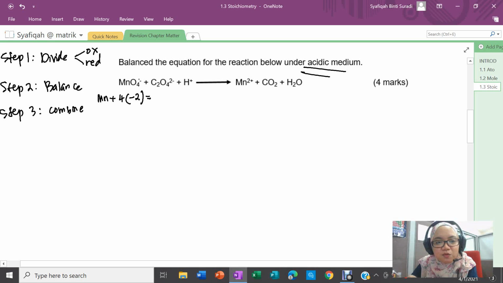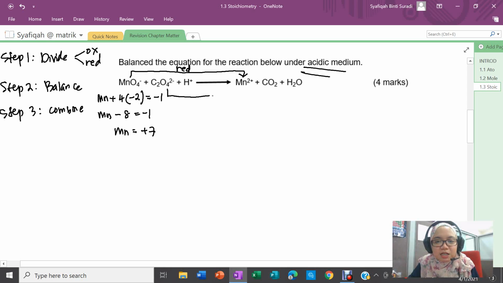So, negative 1 is the overall charge. Here Mn plus 8 negative equals negative 1, so you will get the oxidation number for manganese is positive 7. This one is positive 2. So from positive 7 to positive 2, this means this is the reduction. Right? So indirectly, this is the oxidation. Right?